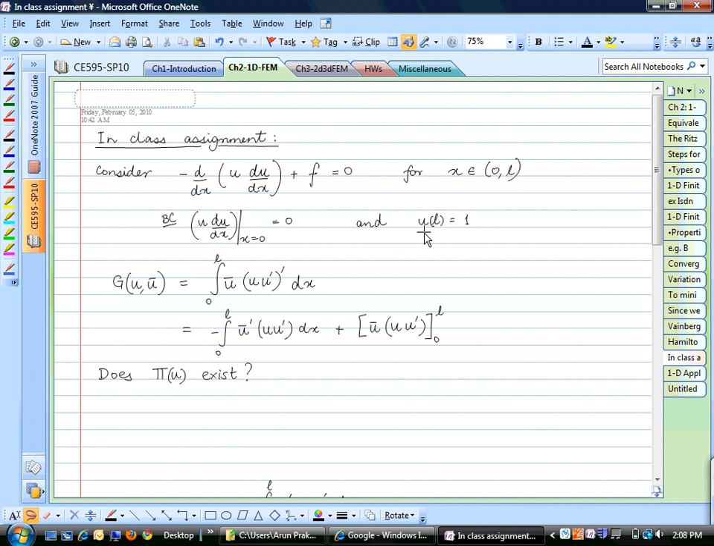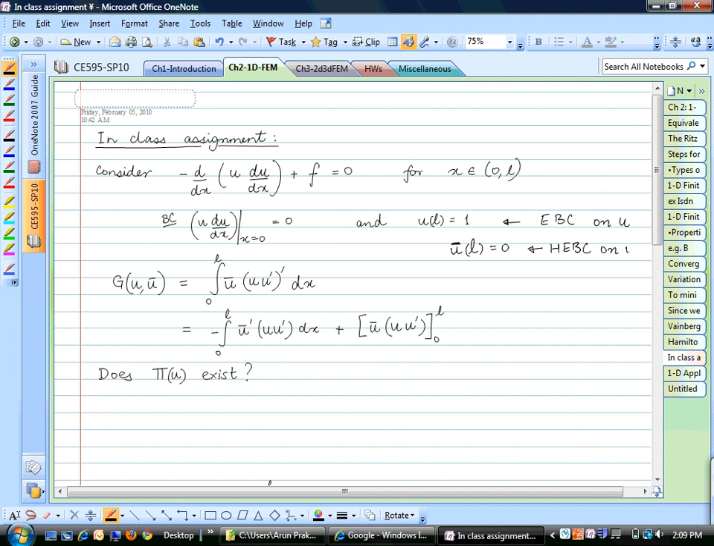And this, we are saying, is that the displacement, or whatever this function u is, has to be 1 at x is equal to L. So this is the essential boundary condition. This we do not include in our weak form, but all we do is we choose our u bar at L to be equal to 0. So this is the essential boundary condition on u, and this is the homogeneous essential boundary condition on u bar.